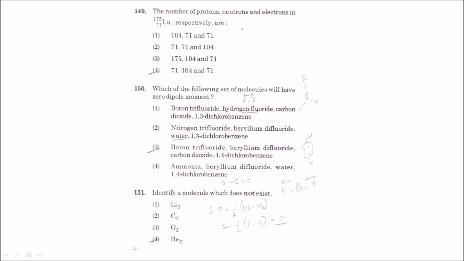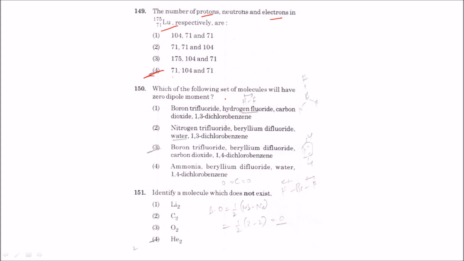149. The number of protons, neutrons and electrons in an element with atomic number 71 and atomic mass 175. Okay, you can easily select that, right? Number of protons and number of electrons are equal, right? 71, 71. So the right answer is option 4.